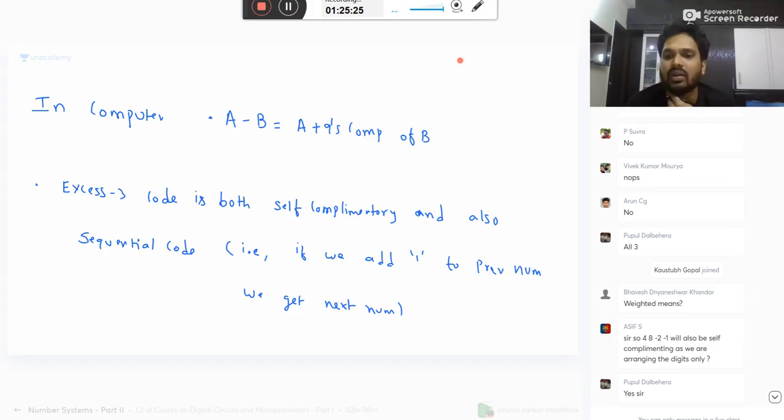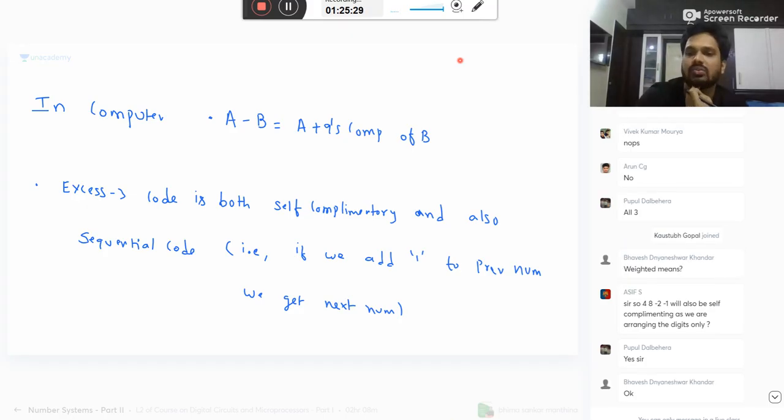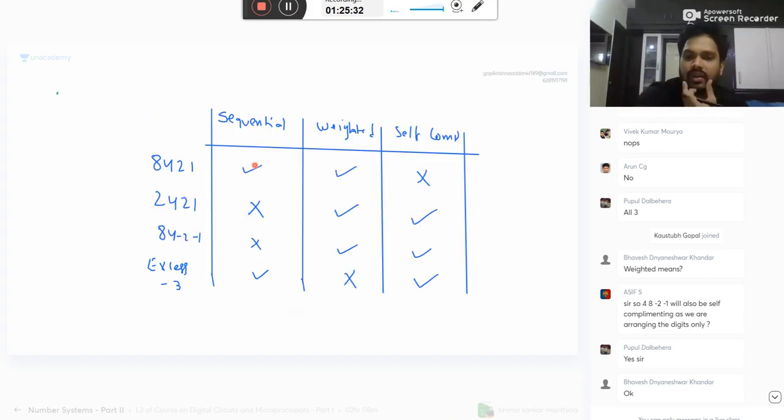Yes, Asif, you can interchange. There is nothing wrong. You can generate a number of codes. These are the most commonly used regular codes. You can make your own code, nothing wrong.